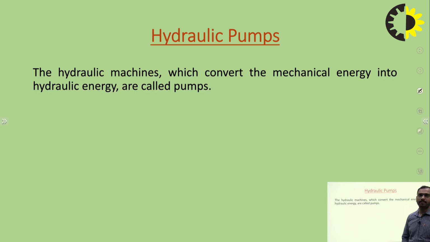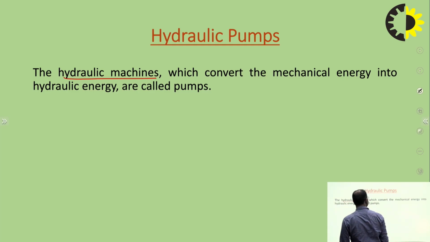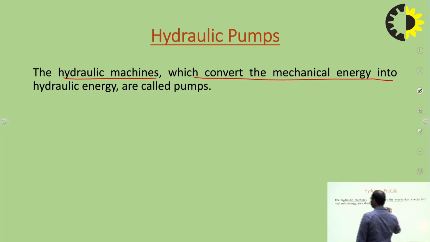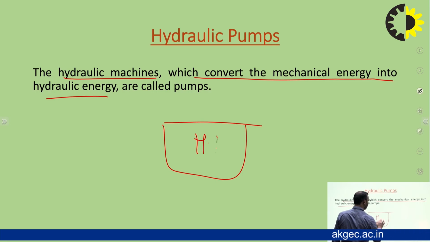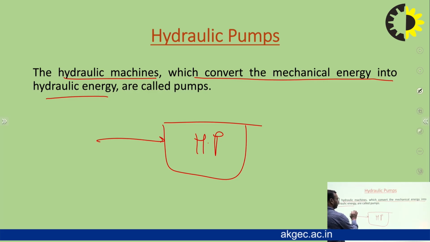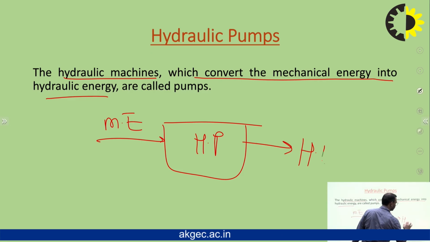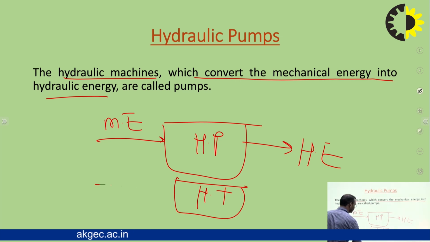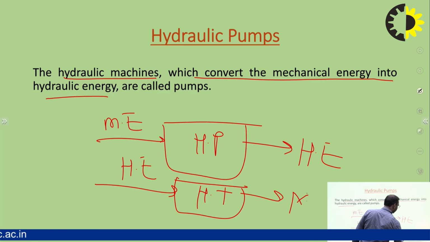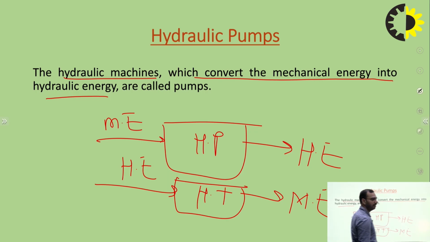Then what are hydraulic pumps? So basically hydraulic pump is a machine, a hydraulic machine, which converts mechanical energy into hydraulic energy. Means hydraulic pumps convert mechanical energy into hydraulic energy, whereas hydraulic turbines convert hydraulic energy into mechanical energy. These are the differences between hydraulic pumps and hydraulic turbines.